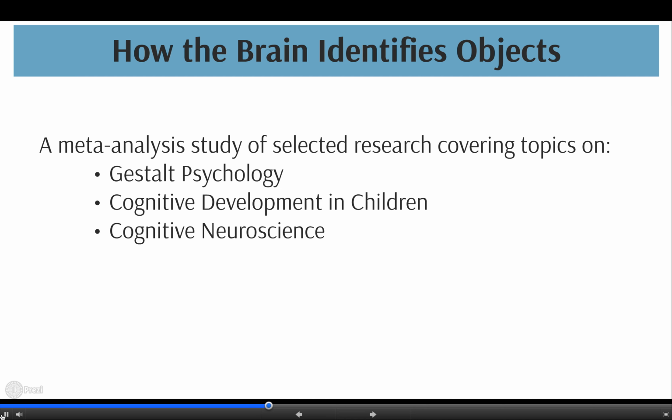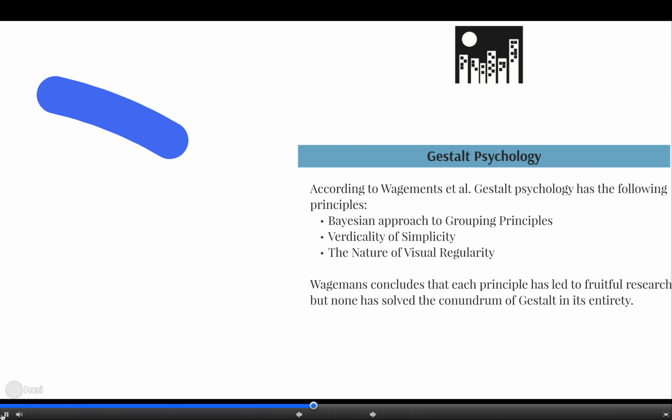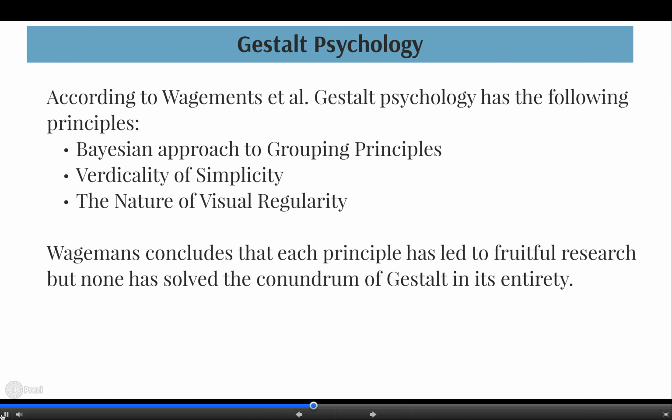To achieve this, we will explore research from 1. Gestalt psychology, 2. Cognitive development in children, and 3. Cognitive neuroscience. Let us begin by exploring the Gestalt principles.